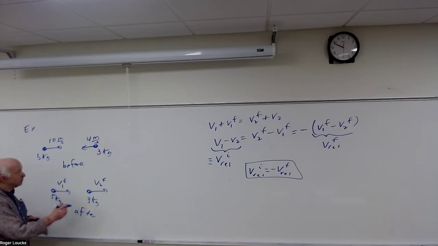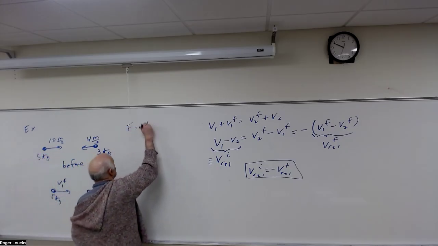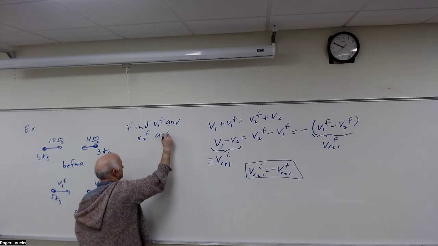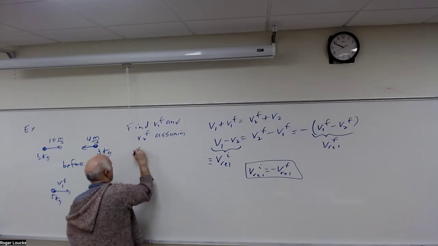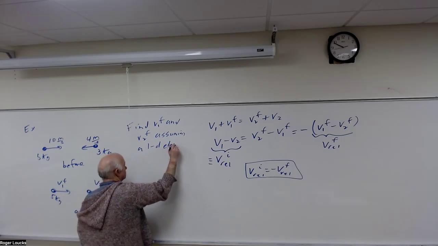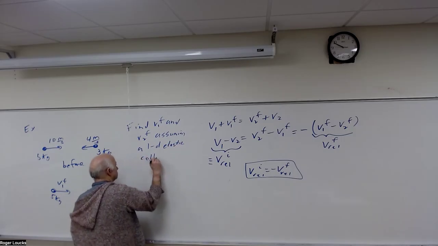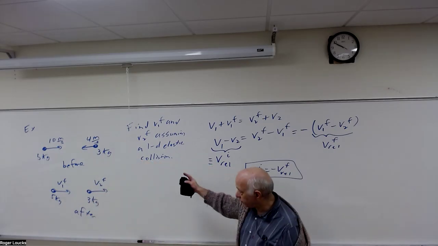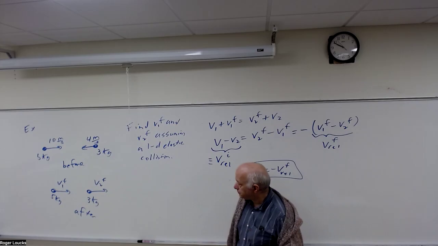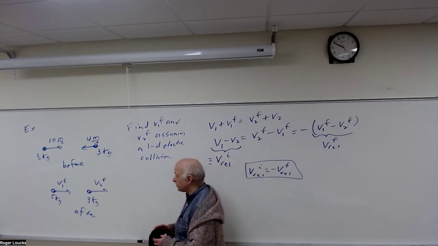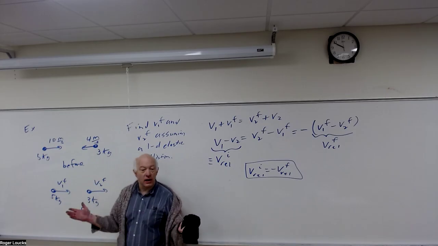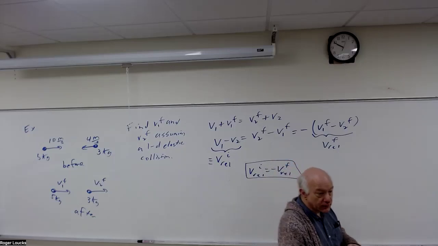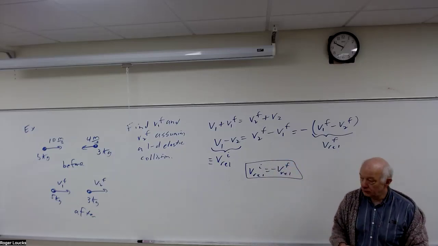I want you to find V1 final and V2 final, assuming a 1D elastic collision. So I have two masses here, and we're assuming a 1D elastic collision. Afterwards, we have no idea how the velocities are going, so I'm just randomly drawing them going to the right. Now let the signs determine everything. I want to figure those out.